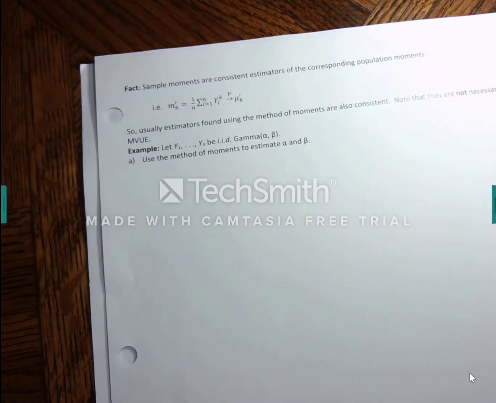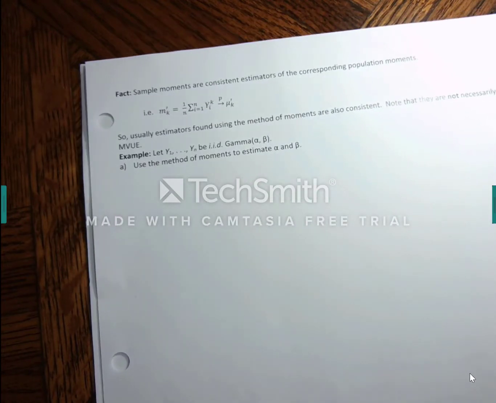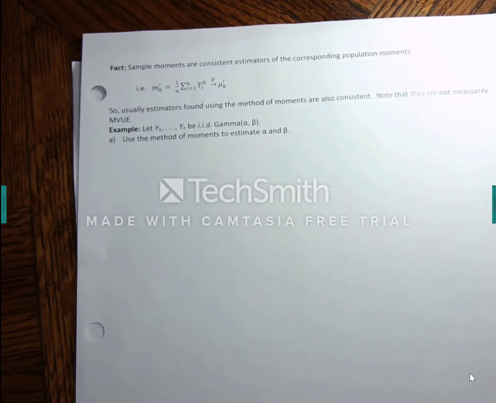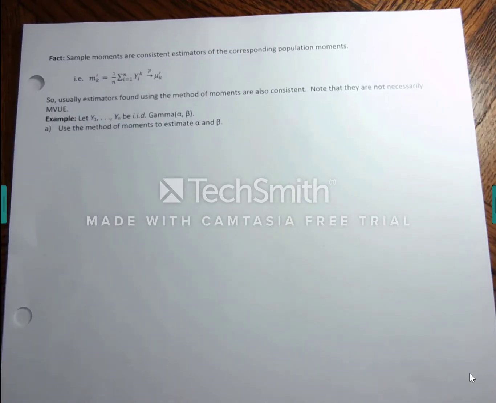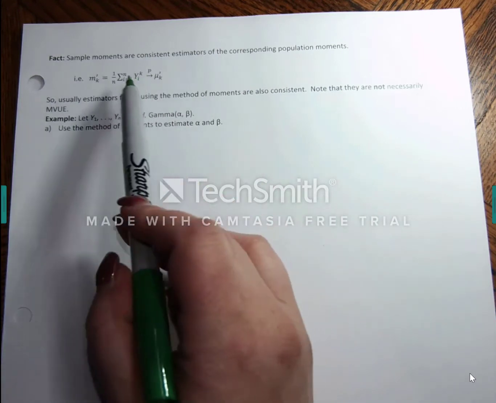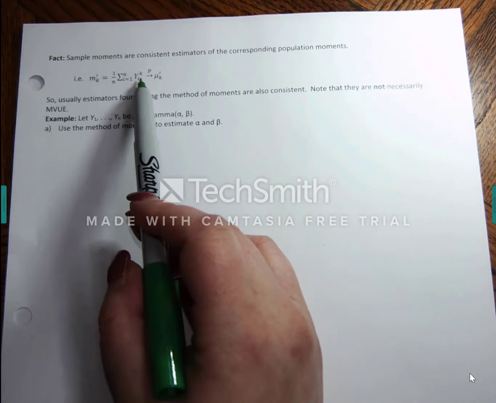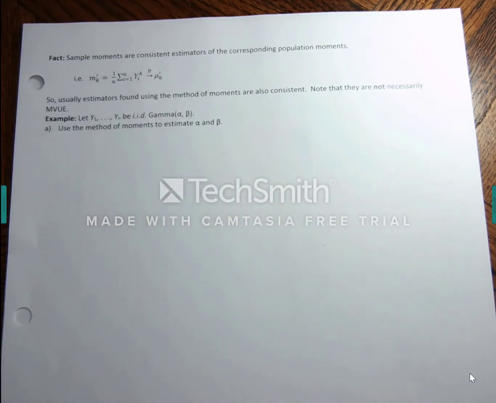Next, we've got a fact to look at. Our fact states the following. Sample moments are consistent estimators of the corresponding population moments. In other words, you could prove in general that if we take the kth sample moment, which is equal to 1 over n times the sum of yi to the k, this is going to converge in probability to mu prime k, or that population moment about the origin.